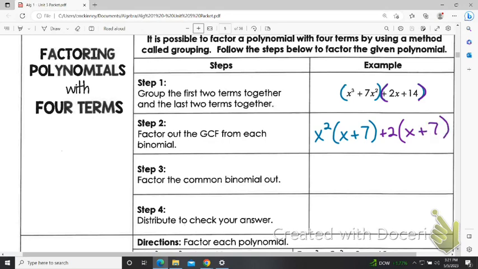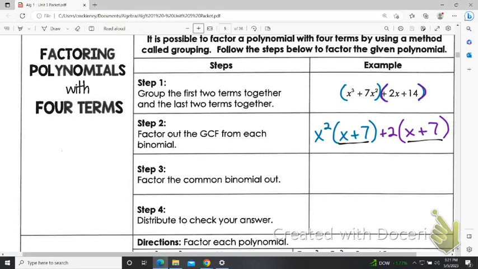And this is lovely, because now I see that we have a binomial that is the same. If that is not the same, do not try to keep going. Something is wrong, like you messed up the signs, or you didn't take the greatest common factor. Something has gone wrong if those don't match. As long as they match, then we can basically factor that out.